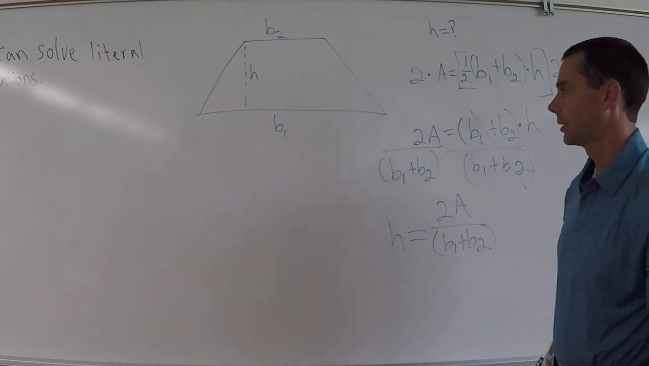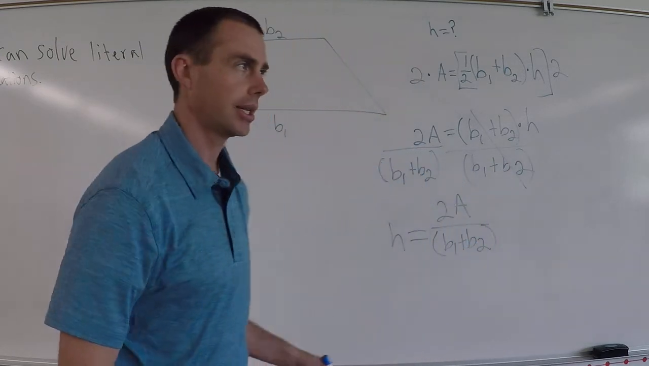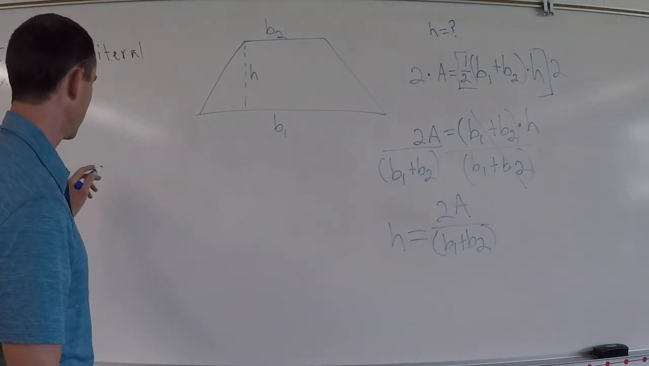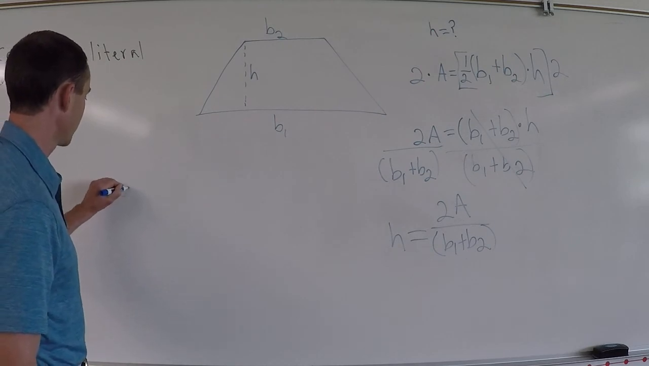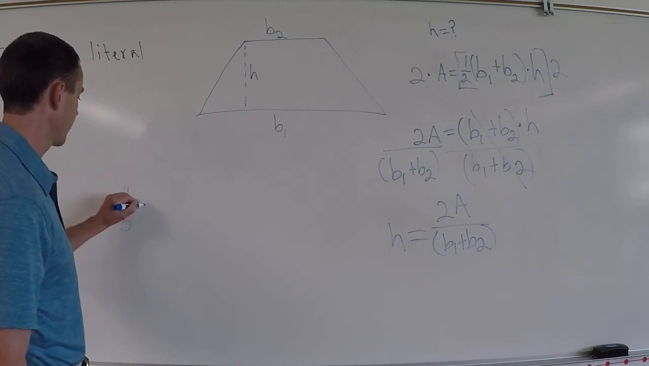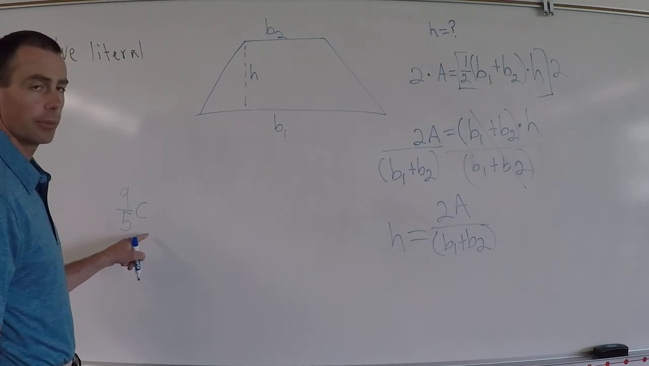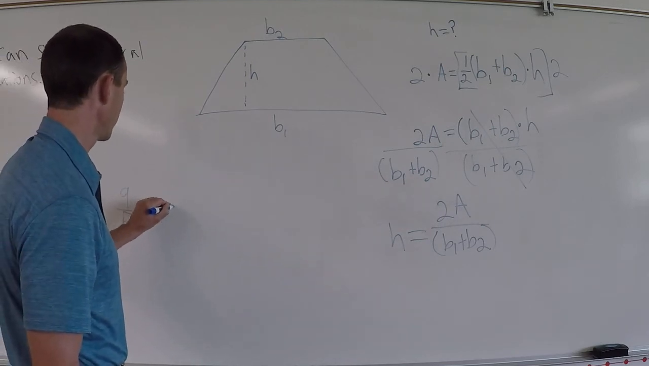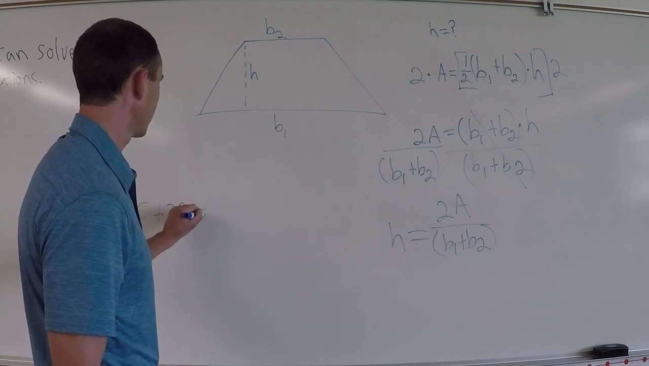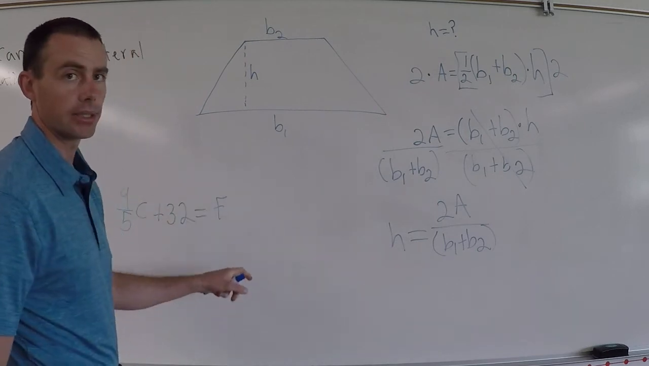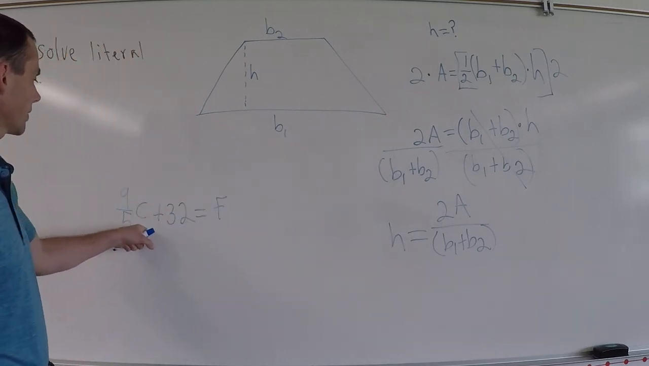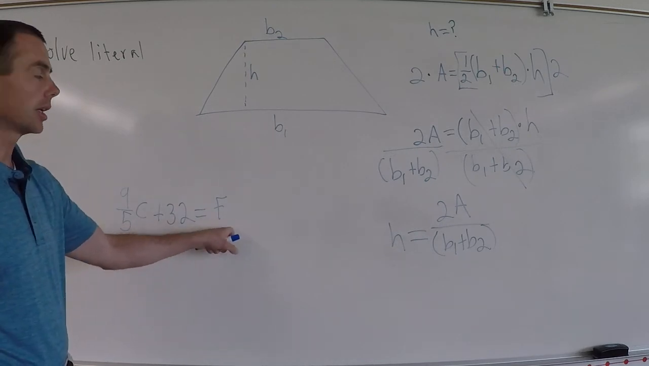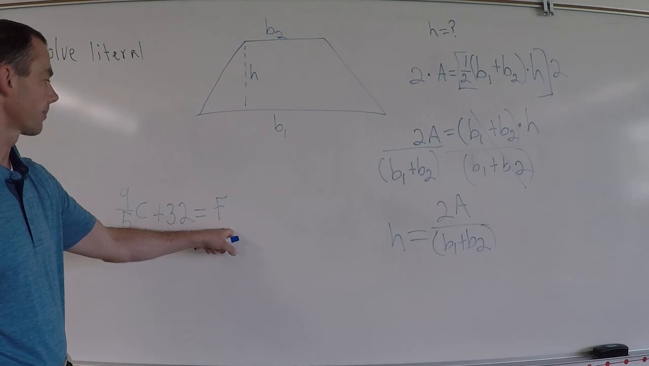One other one, and the class that I had today already did this one, but if we have the equation 9/5 times the temperature in Celsius, that's what the C is, plus 32 equals the temperature in Fahrenheit. Okay? 9/5 times the temperature in Celsius plus 32 equals the temperature in Fahrenheit.